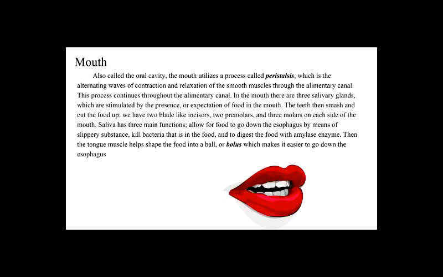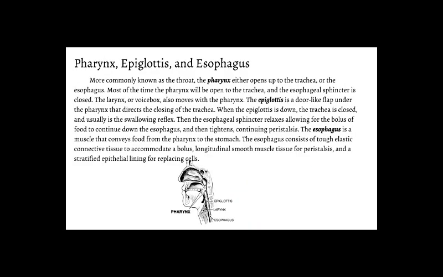Your esophagus is with your digestive system, your trachea is with your respiratory system. More commonly known as the throat, the pharynx either opens up to the trachea or the esophagus. Most of the time, the pharynx will be open to the trachea, and the esophageal sphincter is closed. The esophageal sphincter is a bit of muscle mass that can either contract or relax. It can allow food to pass down to your stomach, or it can say, nope, anything coming in should instead go to the trachea and your respiratory system, which allows you to breathe in more air.